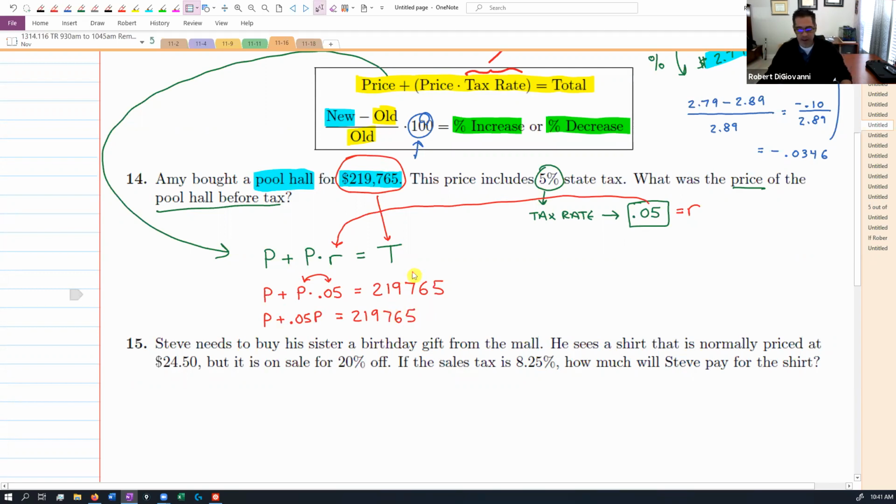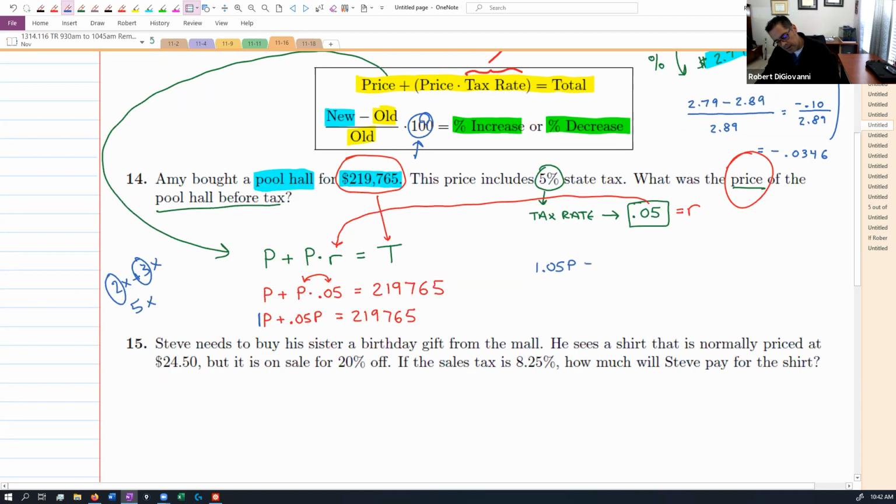I'm trying to find out what P is, right? I want to know what the price is. So I'm going to add these two together, and think about how you add these. This is a 1 in front of this P, and I'm adding a 0.05 in front of this P. It's kind of like if you're adding 2x and 3x together, that's 5x, right? You add the coefficients. That's the same thing I'm going to do here. I'm going to add the 1 and the 0.05 together.